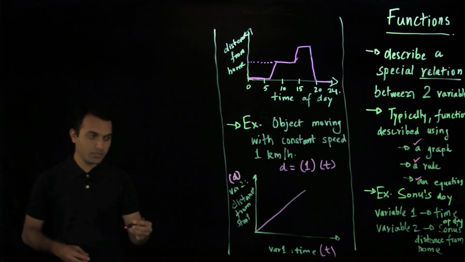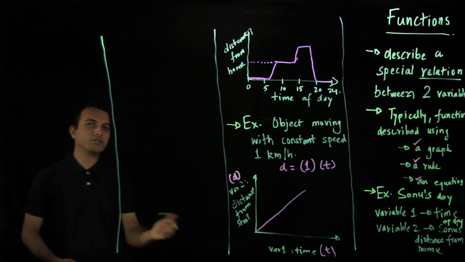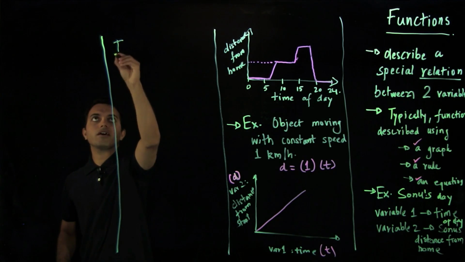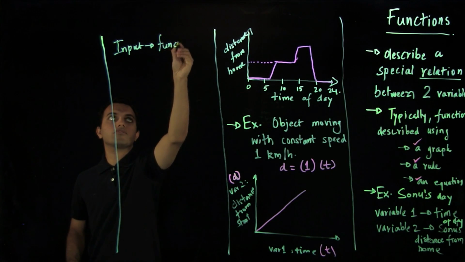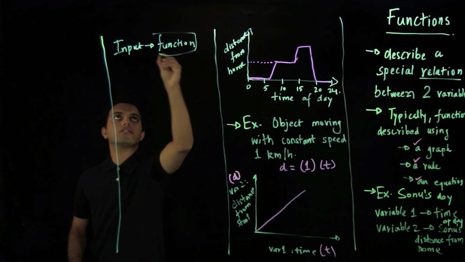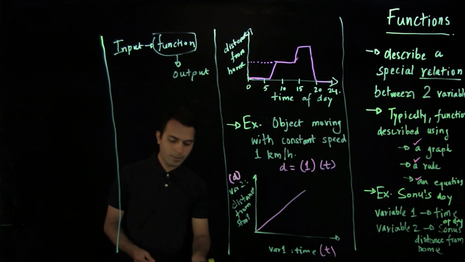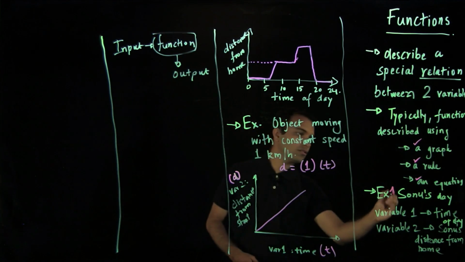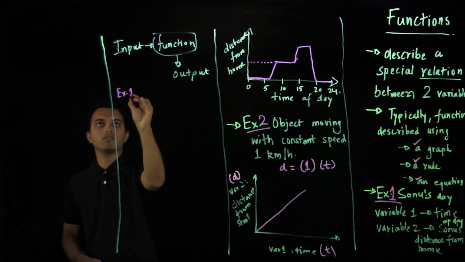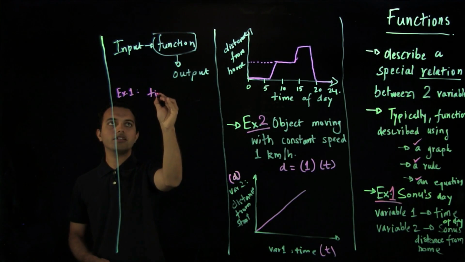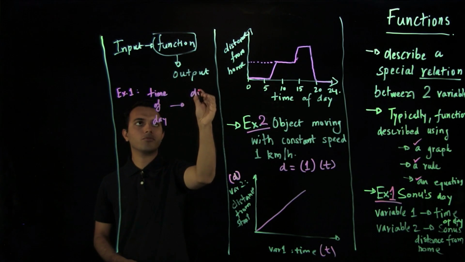So here in the examples that we studied, we had two variables, and we can also think of them as a relation between input, which goes through a function, and outcomes output. So in example 1, input was time of day and output was distance from home.